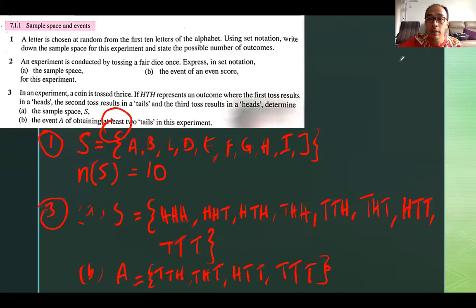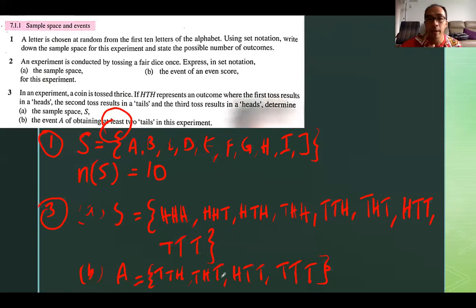So the main thing, it looks very easy. But the point is this: I want you to understand the concept, the difference between sample space and event. An event is always a subset of the sample space. Within this sample space, only then can we form the event.